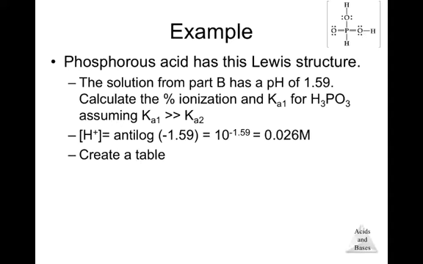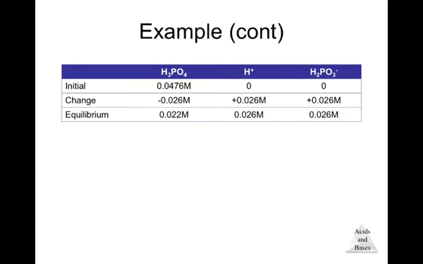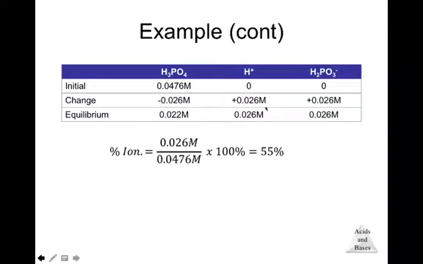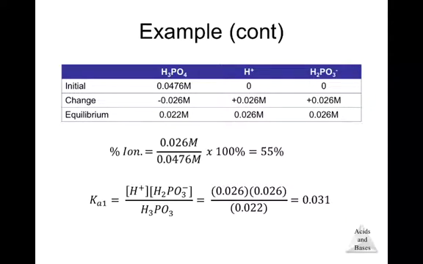Okay, well, you know how to do this. The concentration of H plus is just the antilog of the pH. So it's 0.26 molar. So now we can create a table. So you have your initial concentration. We have how much it changed. We have our final concentrations. Plug that in, and we get our percent ionization, 55%. And so then we can plug those in and get our Ka, 0.31.